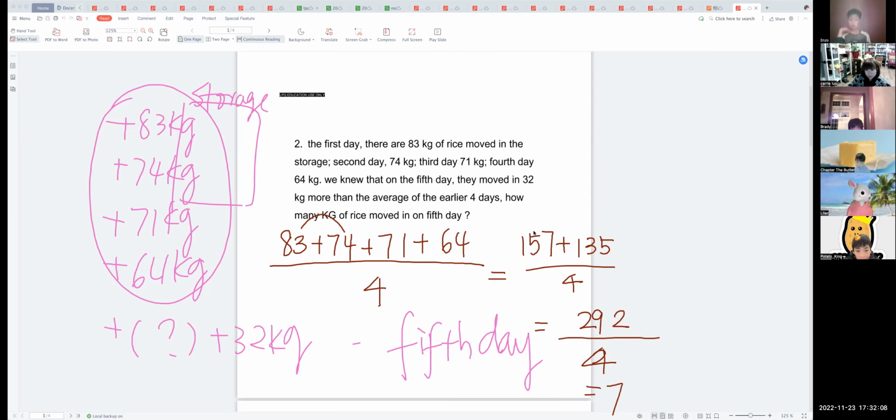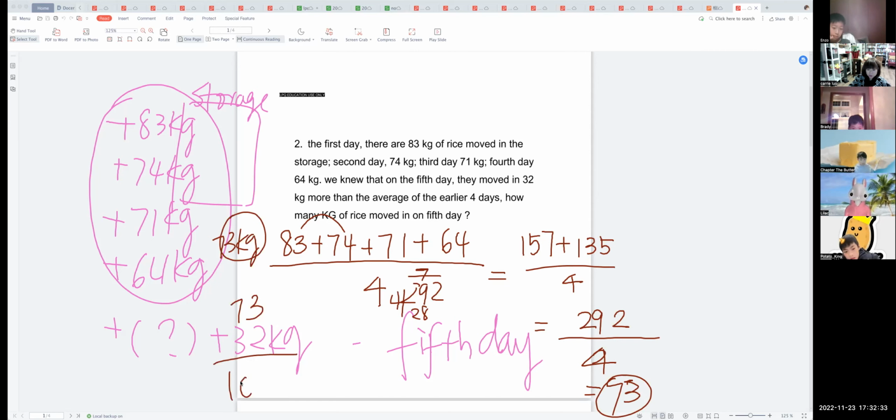Am I wrong again? Oh dear, the teacher is not doing well today. Yeah, it's 292, it's right. 292 divided by 4: 4 7 28, then 12, so 3. So 73 is the average kilograms of the first 4 days. So 73 plus 32 equals what? 105 kilograms. Understand? Okay, good job.